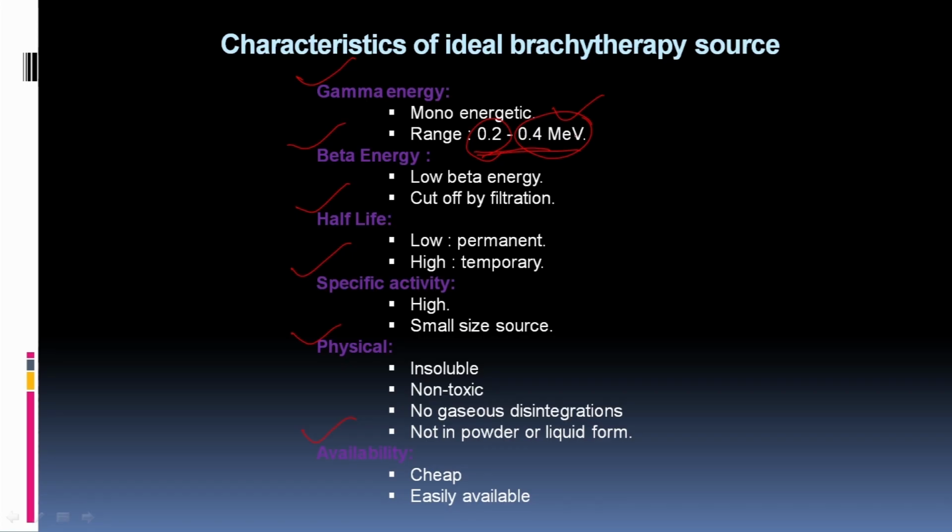Now, there should be very low beta energy, and this beta energy should be cut off by filtration, that is, by the encapsulation of the radioactive isotopes itself. Considering the half-life, it should be very low for permanent applications, and it should be high for temporary applications, because we need to store the radioactive isotopes for use in different patients.